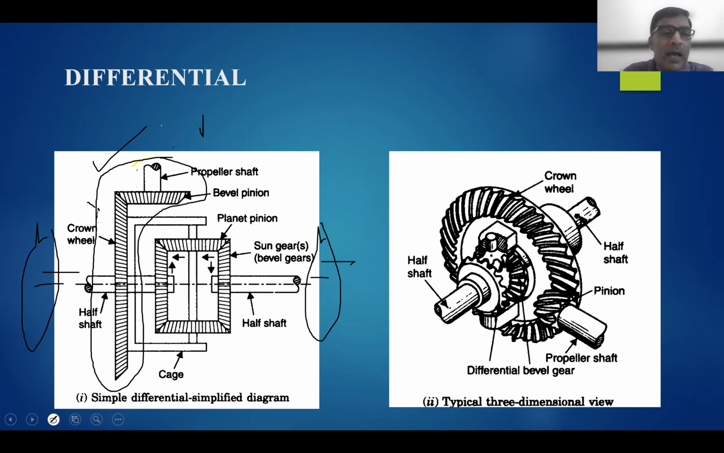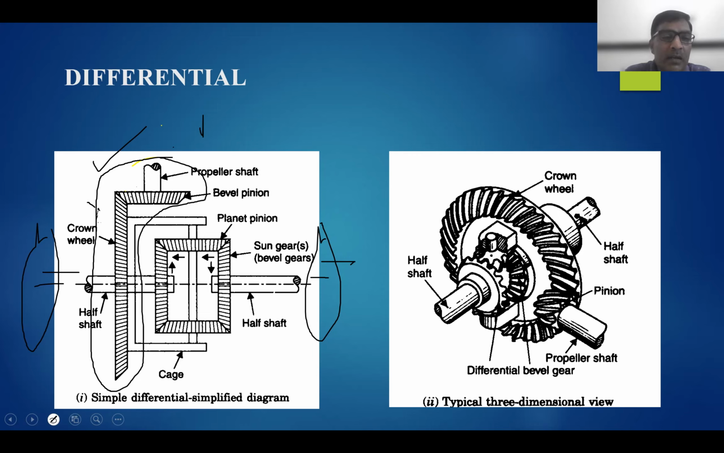So this one is the application of epicyclic gear train. So you should remember. Now let us see how the differential unit is constructed, how various parts are provided. This is the bevel pinion, which is connected at the end of the propeller shaft.